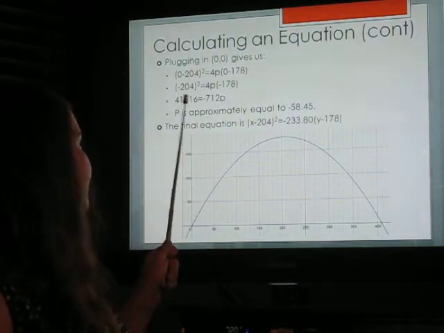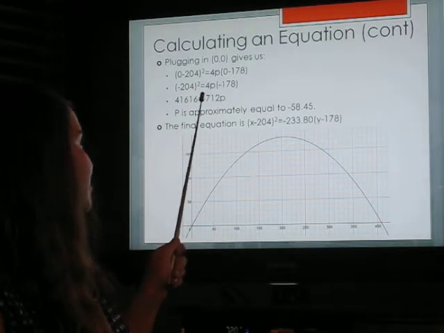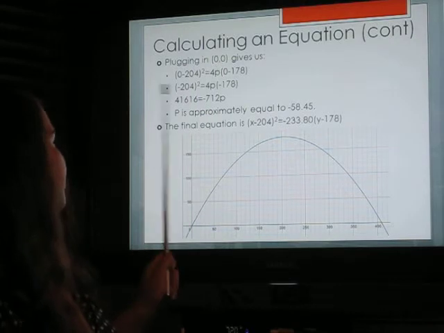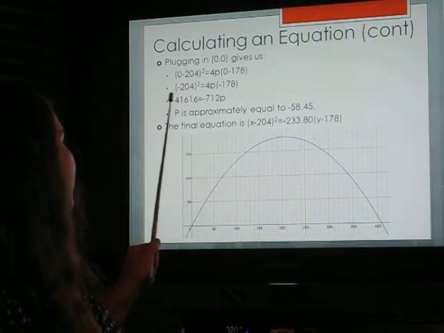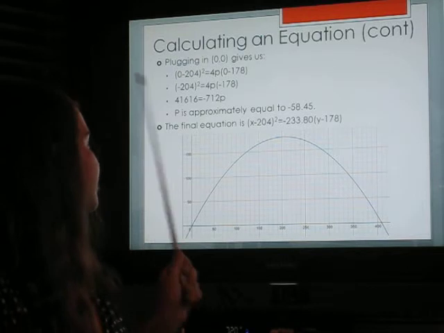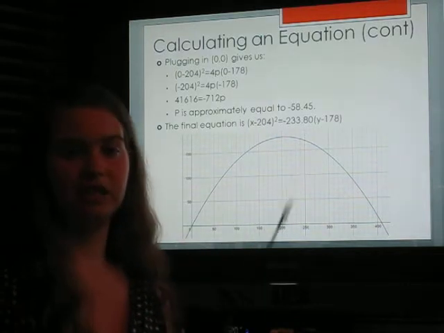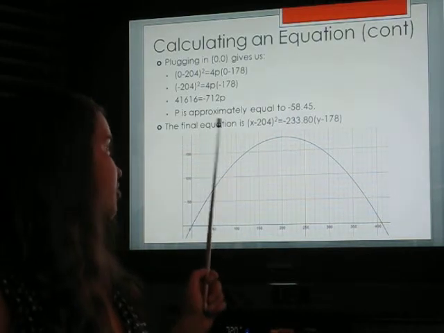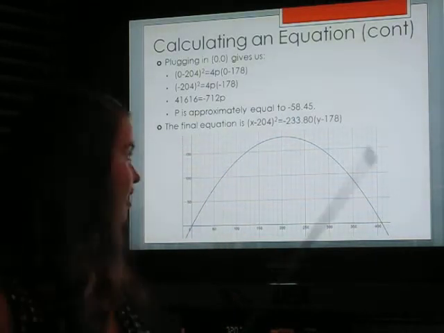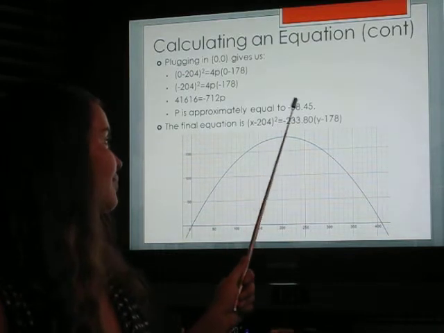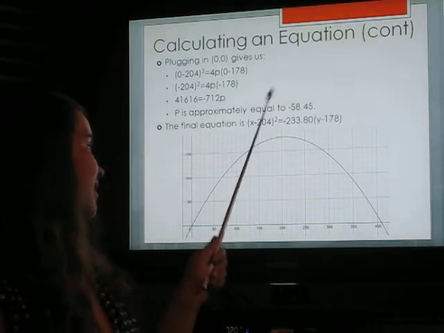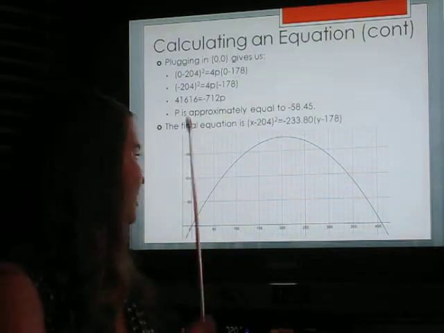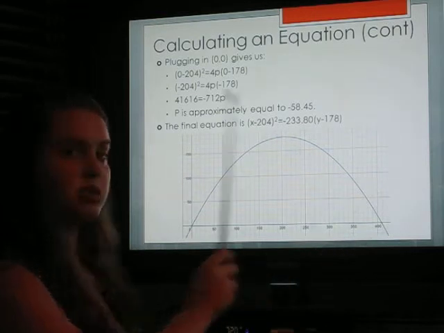So we plug that in, and we get negative 204 squared equals 4p times negative 178. And then we can simplify that, and then we solve for p, and we get p is approximately equal to negative 58.45. And thus the final equation is x minus 204 squared equals negative 233.80 times, because remember, again, we have to multiply by 4, times y minus 178. And so this is the flight path that the ball traveled.